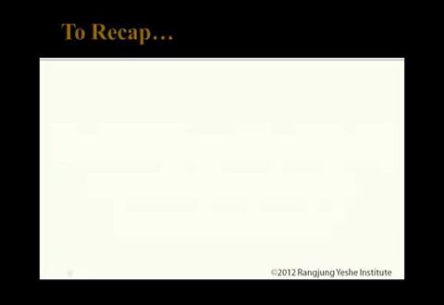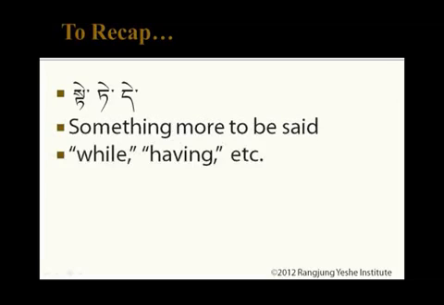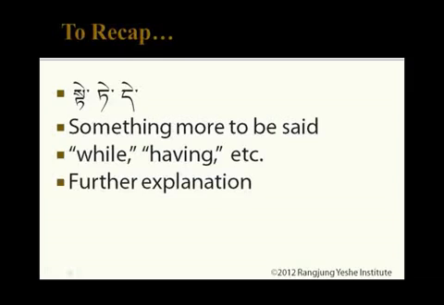Let's review these uses of the continuative particle. It can be spelled in three ways, depending on the spelling of the syllable that comes before it. It indicates that there is something more to be said, and it can show temporal sequence, translated as "while," "having," and so on. It can further explain what was just said, translated as a colon, semicolon, and so on. Or it can be used in formal logical reasoning, indicating the probandum, that is, the thing that is to be proven in a logical statement.